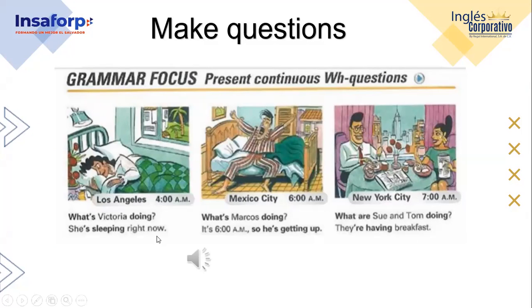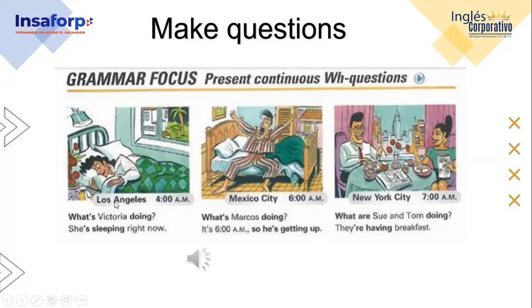It's 4 o'clock a.m. What about Mexico City? What time is it? It's 6 o'clock a.m. And what about New York City? What time is it in New York? It's 7 o'clock a.m. Thank you.